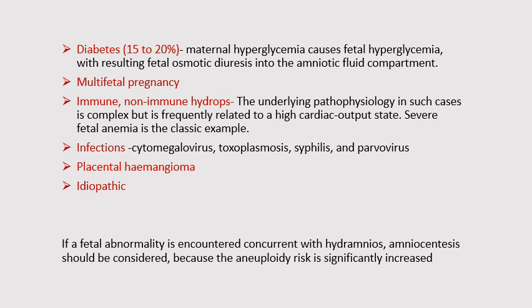Here the underlying pathophysiology is complex but is frequently related to a high cardiac output state. Severe fetal anemia is the classic example. Infections like cytomegalovirus, toxoplasmosis, syphilis, and parvovirus. Then placental hemangioma and idiopathic causes.